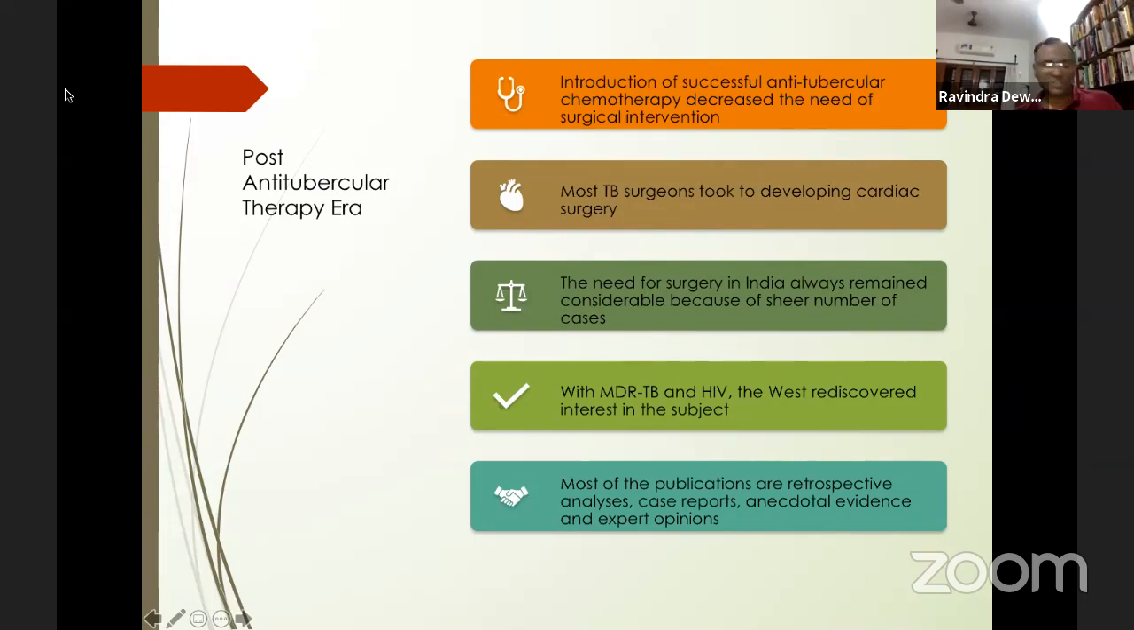Most of the publications which have been coming after that are retrospective analyses, case reports, anecdotal evidence, or expert opinions. So even my talk is based, of course, on all the literature which is available, as well as the thoughts which I have distilled and collected over my 25-plus years of practice. It is very difficult to conduct prospective trials for defining indications of surgical intervention in tuberculosis, though some attempts have been made.